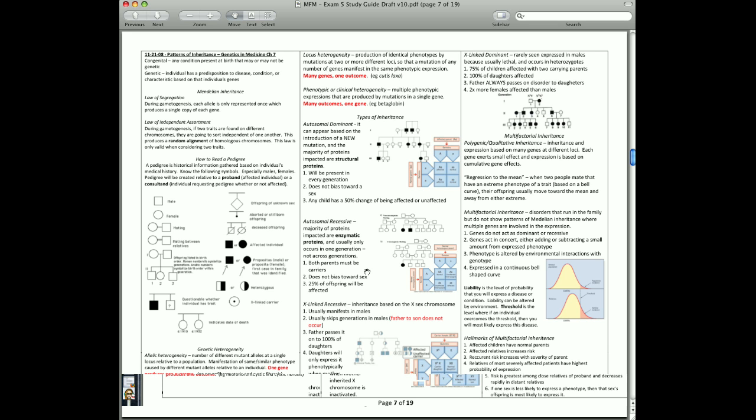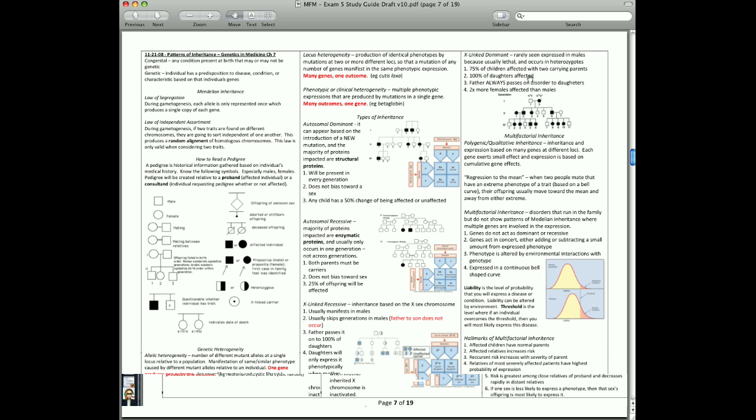Autosomal recessive, both parents have to produce the recessive trait in order for it to be expressed in their offspring. If they're both heterozygotes, 25% of the offspring will be affected. Also, it deals with enzymatic proteins. Autosomal dominant is structural. Autosomal recessive is enzymatic.